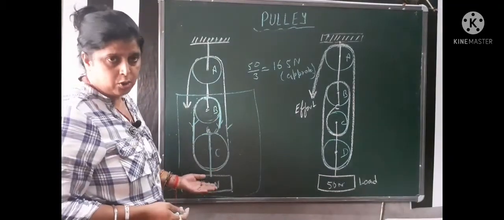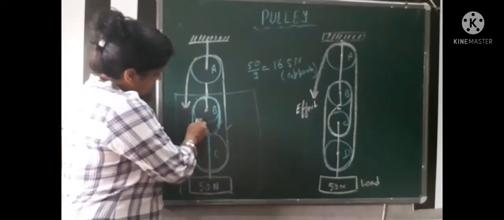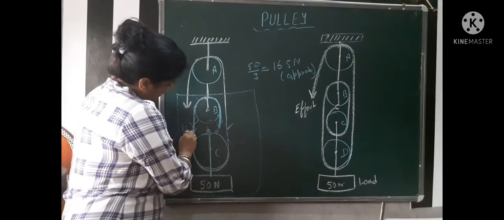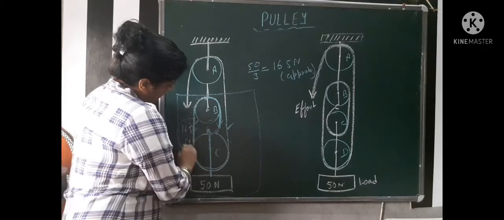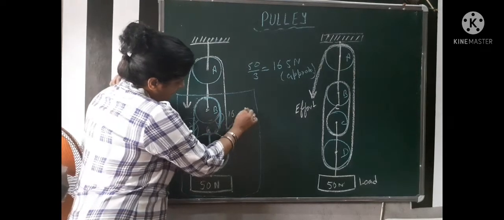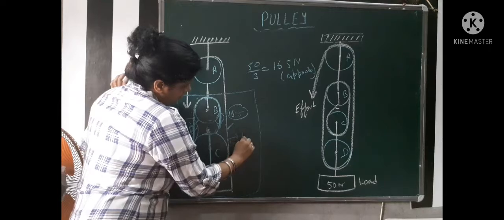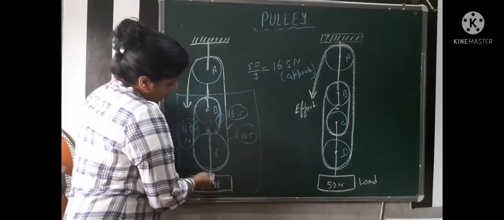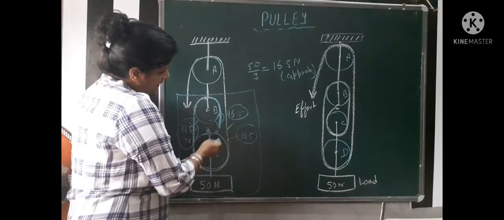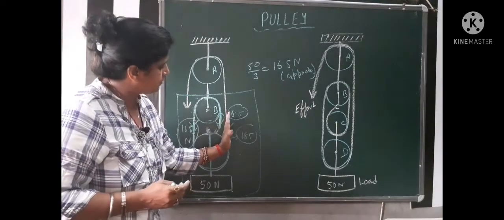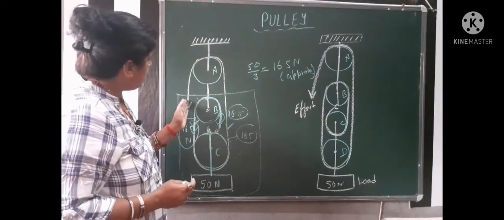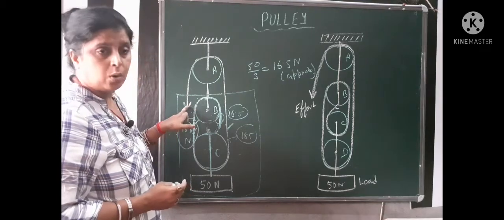That much effort is applied here on this rope and this rope, because these 3 are trying to hold the body or to lift the body. See this area, first, second and third. So here 16.5 Newton force is applied, on this rope also 16.5, and here also 16.5. So this 50 Newton is divided into 3 ropes, 3 forces of tension are there. So 16.5, 16.5, 16.5.